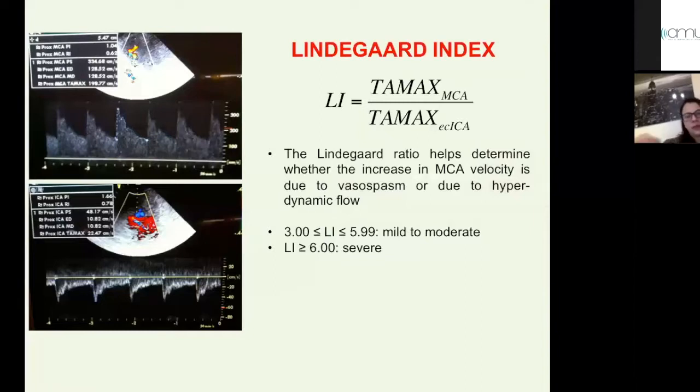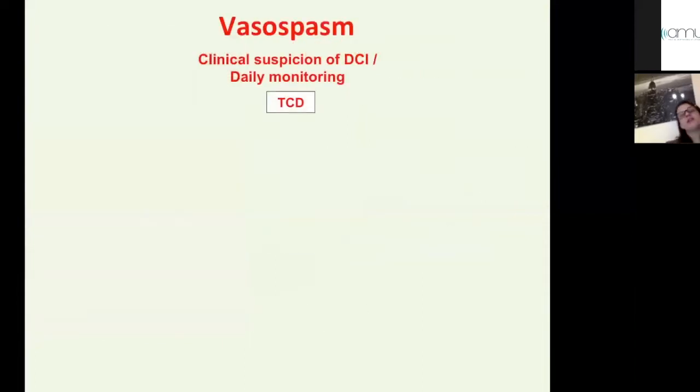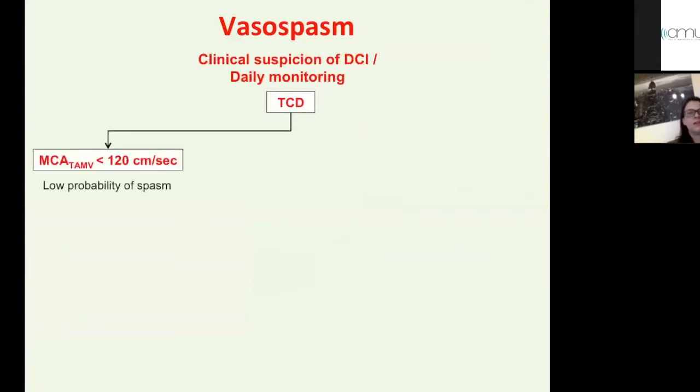And the principle is actually very easy. If you have a hyperemic state, you will have an increase of the flow both in the internal carotid artery and in the MCA. But if you have just a vasospasm, the ICA flow will be normal and the MCA flow will be increased. So when we have a patient and we have a suspicion of vasospasm, what we actually do in our daily practice is to monitor him with a daily TCD.